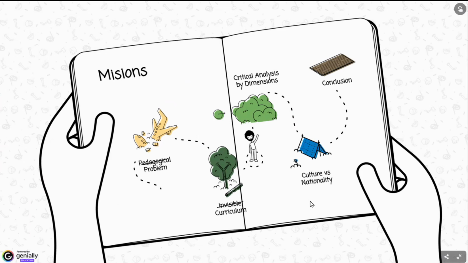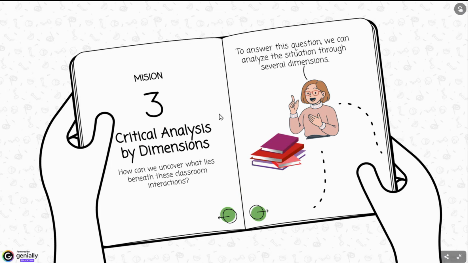To better understand this situation, the case can be analyzed through several interconnected dimensions that reveal how the invisible curriculum operates in everyday classroom practices. Or, how can we uncover what lies beneath these classroom interactions? To answer this question, we can analyze the situation through several dimensions.